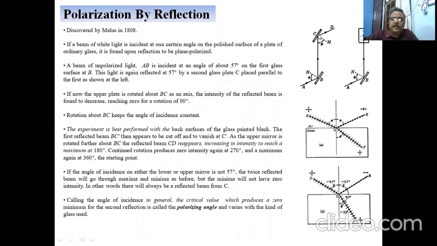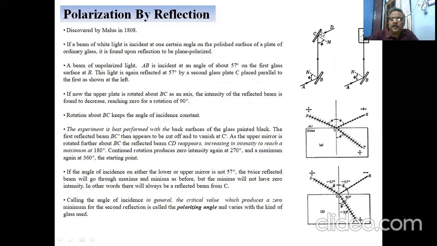If we rotate the upper plate about BC as an axis, this is the axis, and we rotate on this axis, then the intensity of the beam here is found to decrease. And it will be such that when the angle of rotation becomes 90 degrees, there is no output beam here.